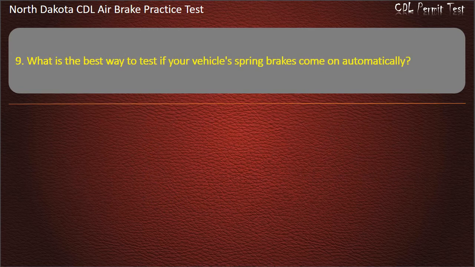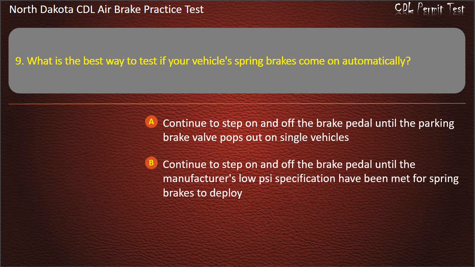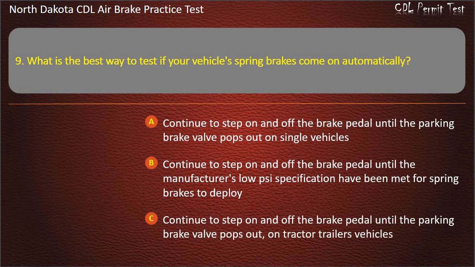Question 9. What is the best way to test if your vehicle's spring brakes come on automatically? Continue to step on and off the brake pedal until the parking brake valve pops out on single vehicles. Continue to step on and off the brake pedal until the manufacturer's low pressure specification has been met for spring brakes to deploy. Continue to step on and off the brake pedal until the parking brake valve pops out on tractor-trailer vehicles. All of the above. Answer. All of the above.